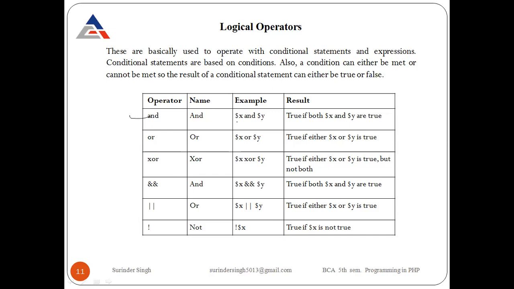First is and. If we have two variables x and y and we are performing an and operation on them, it will give true if both x and y are true. Okay, it will return true if both x and y are true. Next is or. X or y is true if either x or y is true. It means or. Clear?